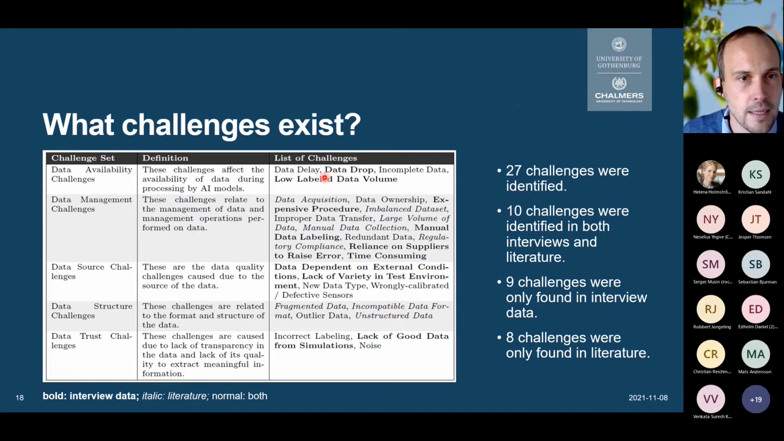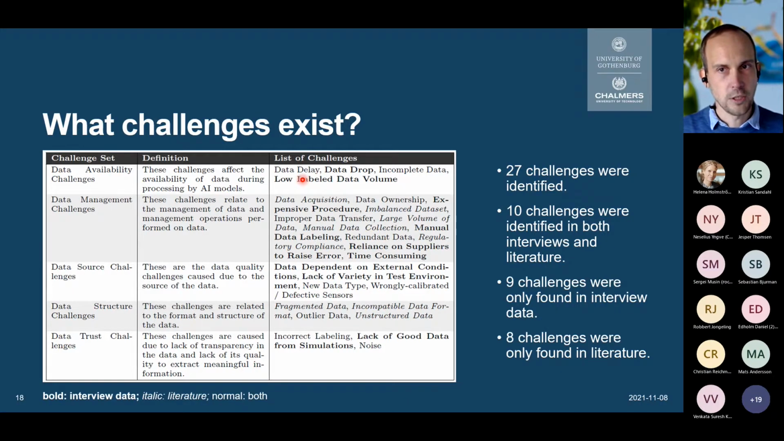If you look at the list of challenges, some are written in bold, some in italic, and some in normal font. And this has a meaning. The bold ones we could find only through the interview data with participants from this tier 1 supplier company. The italic challenges were found only in literature, and the ones written in normal font were found both in literature and through the interviews.